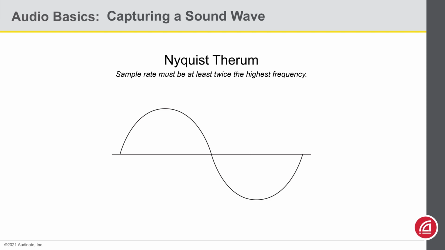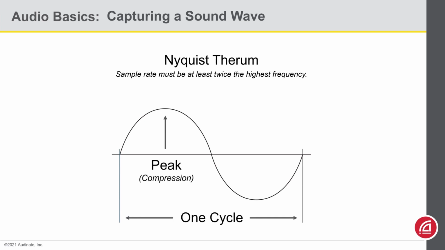About this point in the explanation of digital audio, usually instructors will bring up Nyquist theorem. Now, simply put, Nyquist theorem states that your sample rate should be at least double the highest frequency you wish to capture. So, why is that? Well, let's take a look. One cycle of a wave will include a peak, an area of compression, and a trough, an area of rarefaction. That forms one cycle of a sound wave.